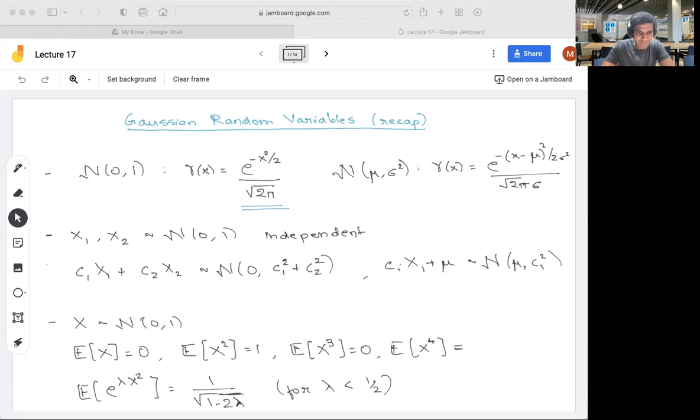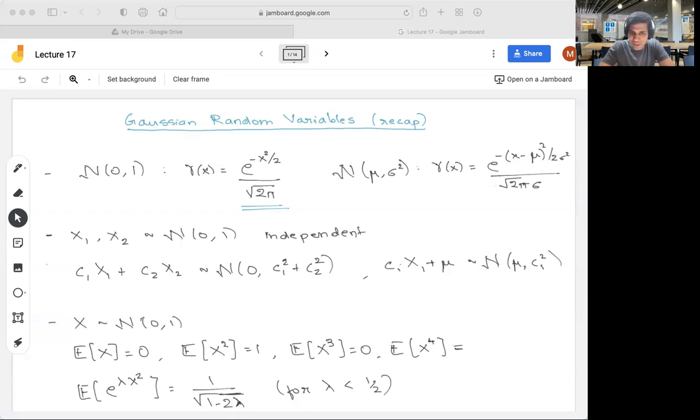So we saw that expectations of any odd function of x is 0, just because x is symmetric about the origin. Expectation of x squared was 1, which is the variance for the standard normal distribution or standard Gaussian. And I said expectation of x to the 4, and more generally for other kinds of moments, you can find based on one of the problems in the homework.